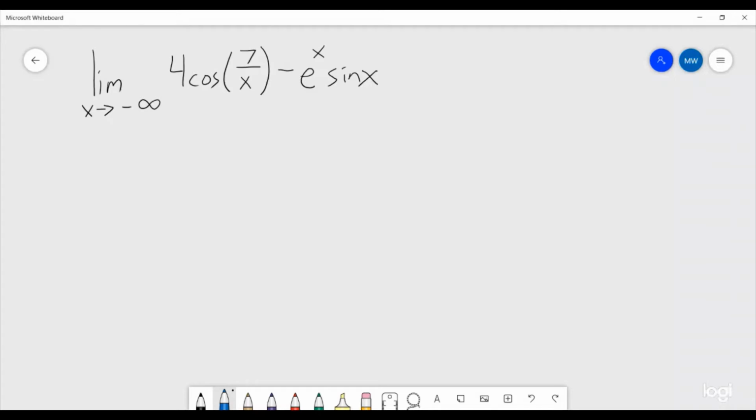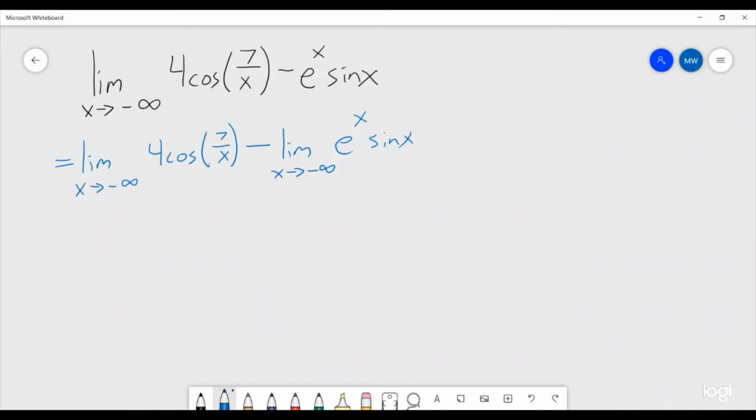Okay, now how would we approach this limit? Well, what we can do is break this up using a couple of limit laws, and we can say that this is equal to the limit as x goes to minus infinity of 4 cosine 7 over x minus the limit as x goes to minus infinity of e to the x sine x.